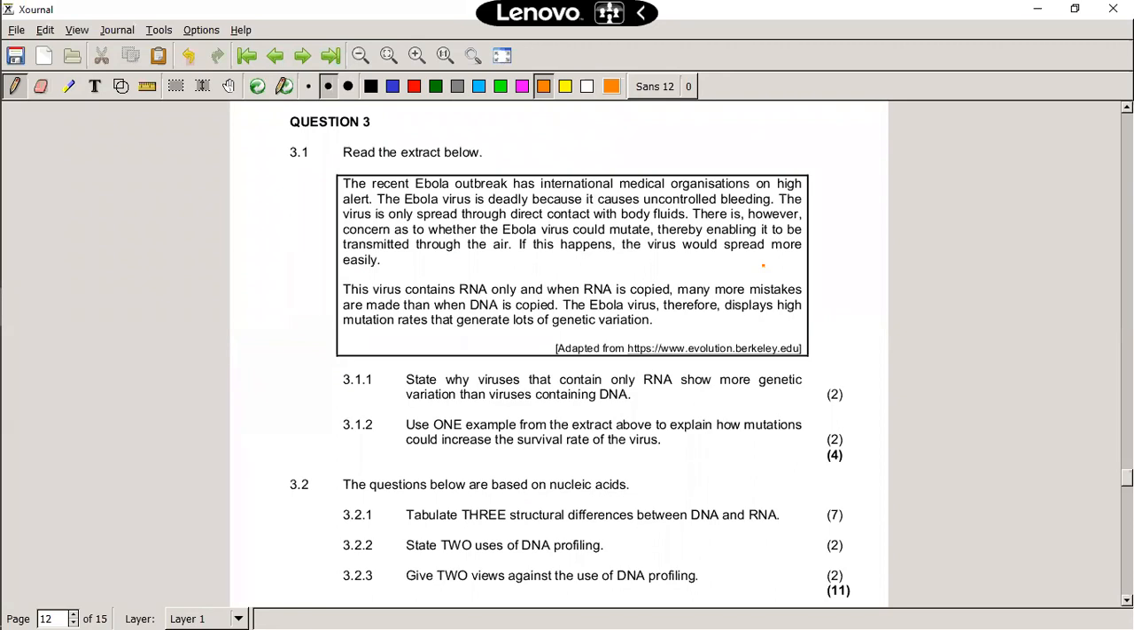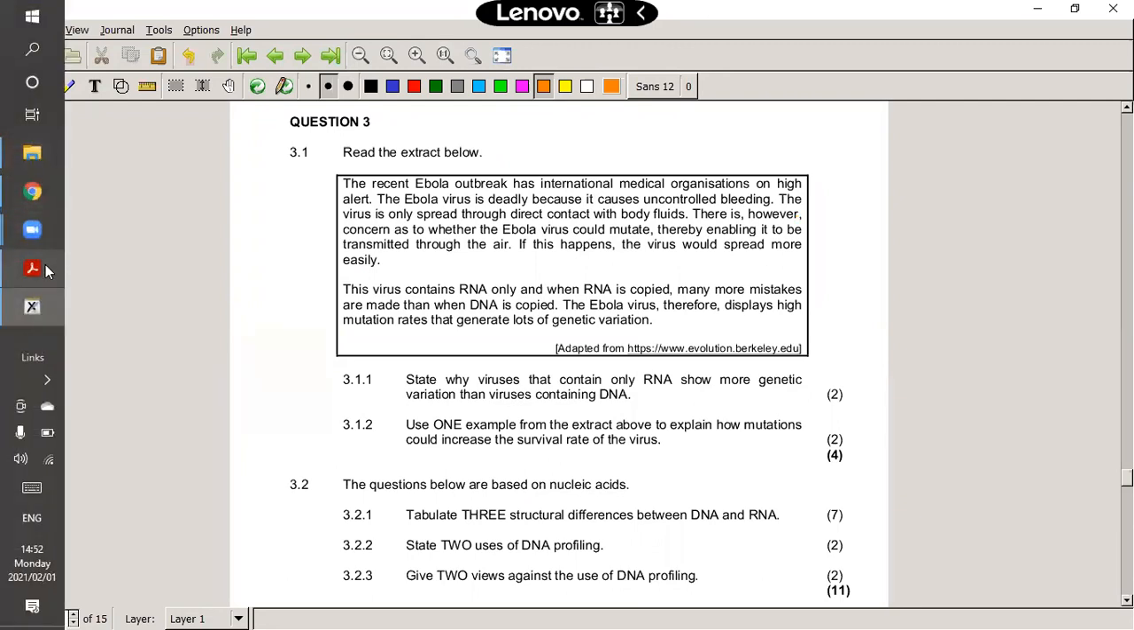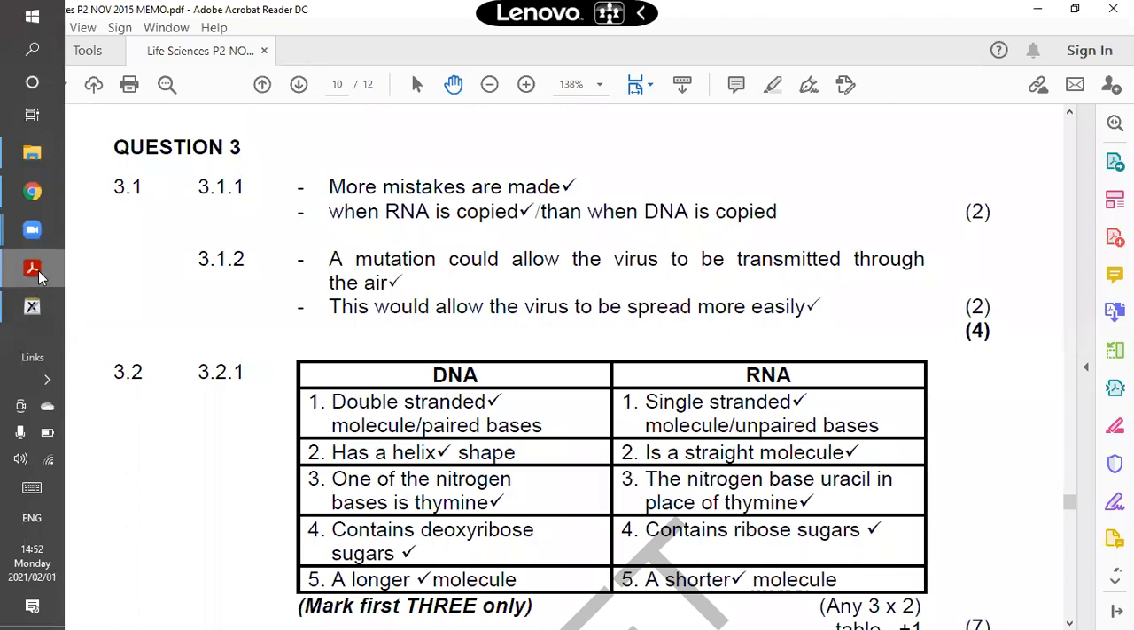Can you please explain number one? I don't understand what it means. Okay, state why viruses that contain only RNA show more genetic variation than viruses that contain DNA. According to the memo, they say more mistakes are made when RNA is copied, when RNA is replicated, than when DNA is replicated. Now, what happens with RNA, it's a single string.